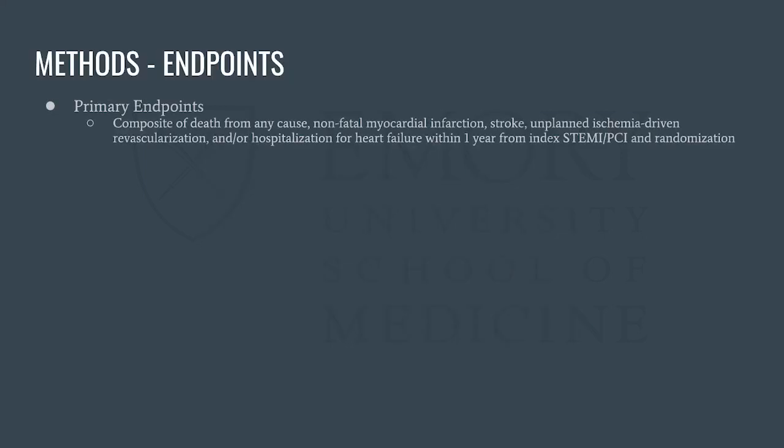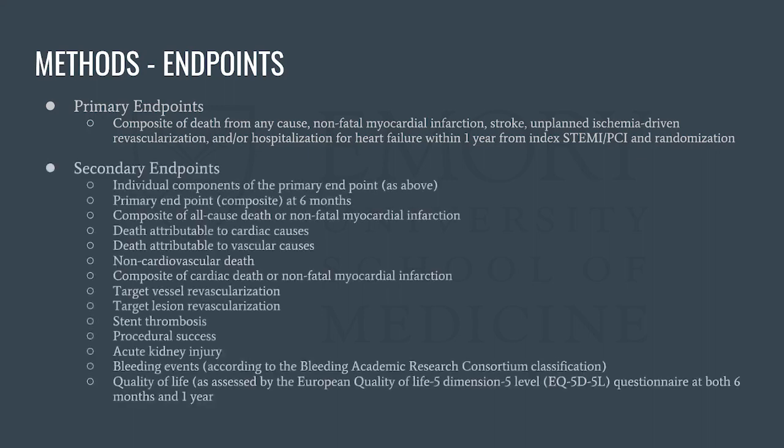The primary endpoint was essentially a composite of death from any cause, non-fatal myocardial infarction, stroke, unplanned ischemia-driven revascularization, and/or hospitalization for heart failure within 1 year from the index STEMI, PCI, and randomization. But a whole slew of different secondary endpoints here as well, which I won't necessarily go through each one individually, but you can read them on the screen for ones that are interesting to you.